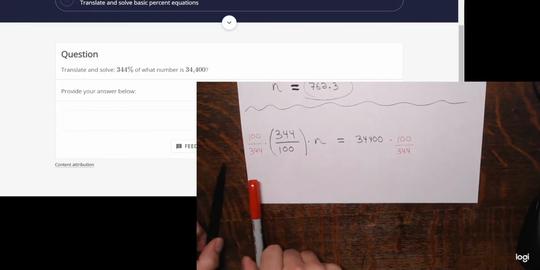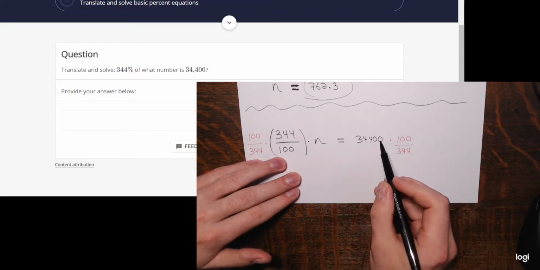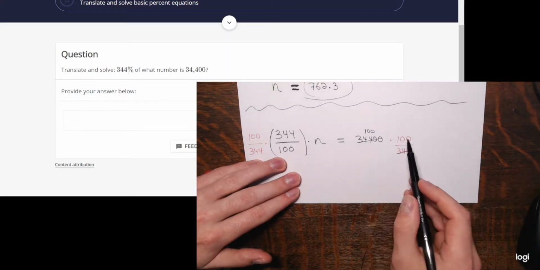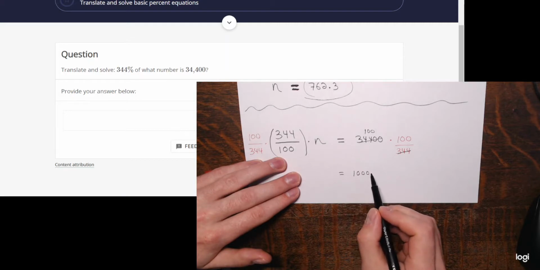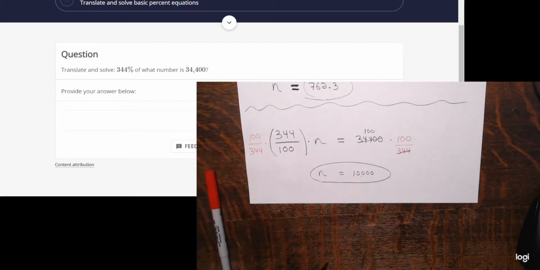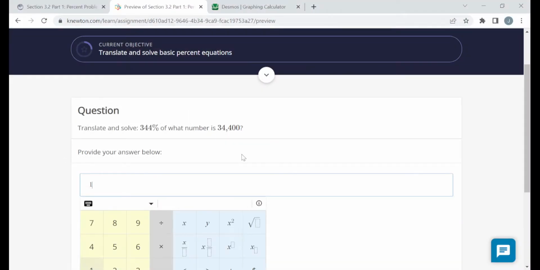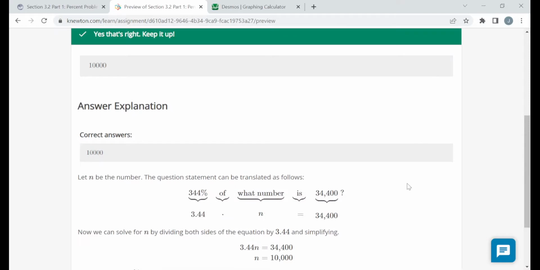Now, I'm hoping it's obvious here, but 344, you got 344 times 100. This will go into the 34,400 100 times, and then 100 times 100 is 10,000. So n is 10,000. The number they're talking about is 10,000. And that's what I'll enter. They said just put the answer, just the number, right? What number are they talking about? 10,000. Okay, great.